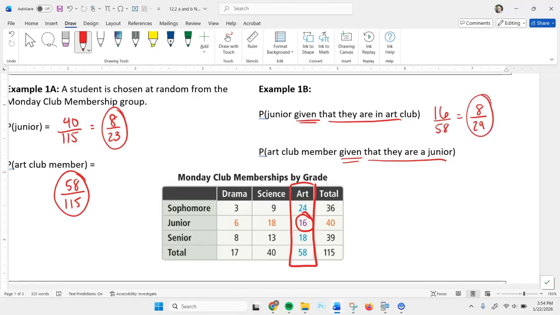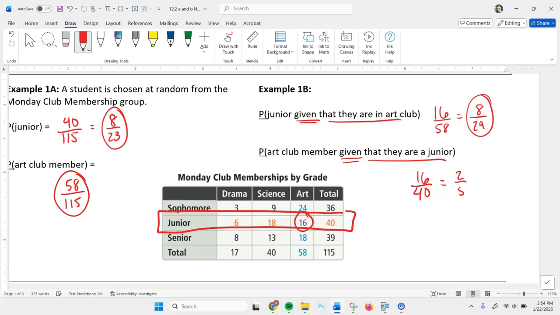So with this other one, now it's switched. It says, what's the probability that they're an art club member given they are a junior? So now, focusing on just this row of juniors, we know that there are 40 juniors, so our denominator changes, but the number of juniors that are in art hasn't changed. That 16 would be in our numerator, and that reduces to 2/5. And this is where we can use probability to manipulate information, because these two statements sound very similar to each other. And if we were to change this to a percent, this would be about 28%.